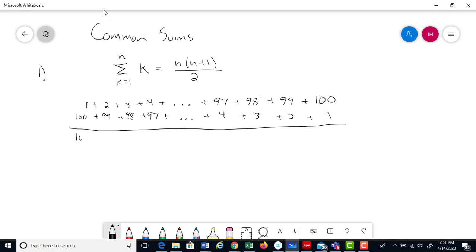If I add this column, I get 101. If I add this column, I get 101, and then 101, and 101, and so on. So we know that we have 100 101s. So this is going to equal 101 times 100, boom. Now I want this value, so what I have here is 100 times 101, but I don't need that. I need half of that, so I'm going to divide it by 2.